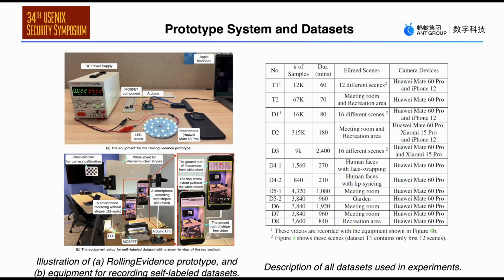The RollingEvidence prototype used a smartphone for recording and encoding, paired with an Arduino Uno controlling the LED via 16 FSK modulation. We tested performance with 2 identical smartphones, one at 1/4000 shutter speed for strip capture, the other set to auto for strip-free ground truth. A white sheet enhanced strip visibility, supporting accurate dataset creation.